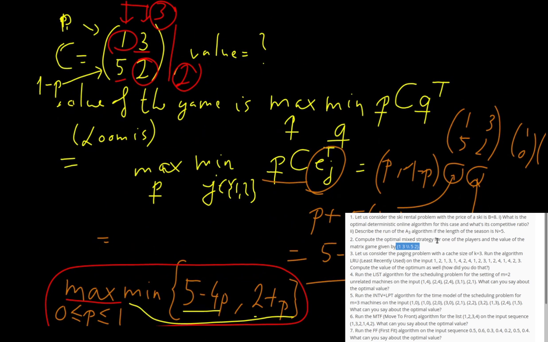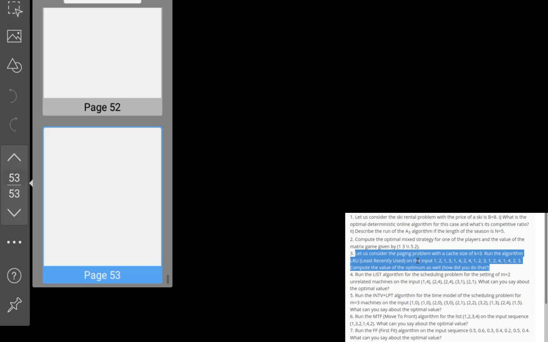Now let's see this third problem. Let us consider the paging problem with the cache size, and you should run the algorithm least recently used. You just have to compute the least recently used algorithm for a cache size k equals 3. Okay, so if we run this algorithm, this is a very long input, but initially the cache is empty.